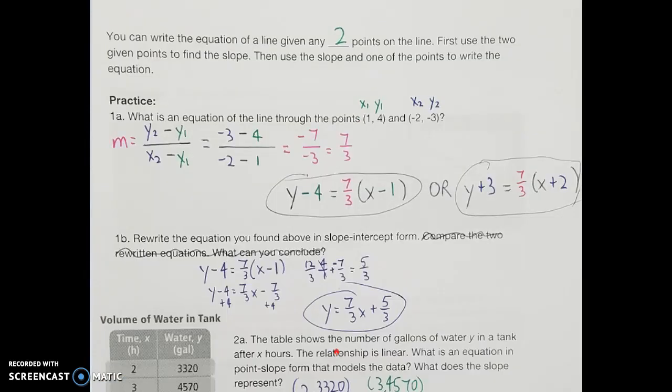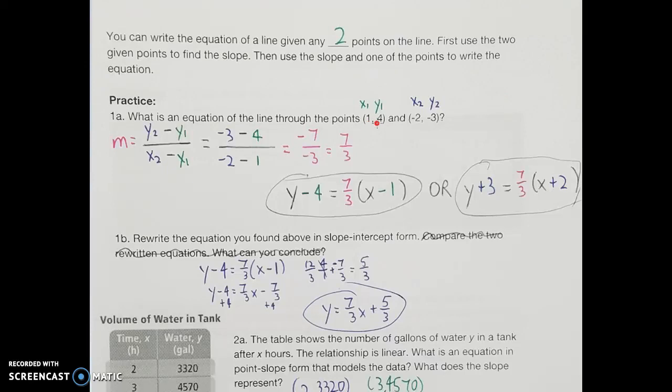So trying that a bit more, we can write the equation of any line if I'm given 2 points on the line. So last time we had the slope and 1 point, but I could also just use 2 points. So first we're going to use the two given points to find the slope, and then we're going to do the same thing as what we did before. We're going to use the slope and one of those points to write the equation. So if I start with a question like this, instead of on the last page where it told me what the slope was, this time I just have to find that myself.